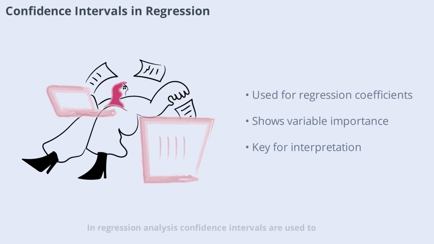In regression analysis, confidence intervals are used to show the uncertainty around estimated coefficients. For example, if you're predicting house prices, each coefficient has its own confidence interval. This helps you see which variables have a real effect and which might just be noise. It's a key part of interpreting regression results.